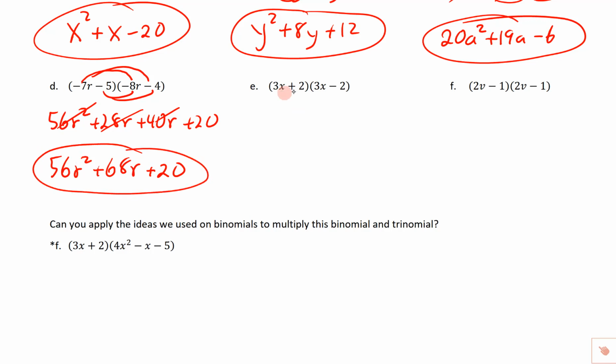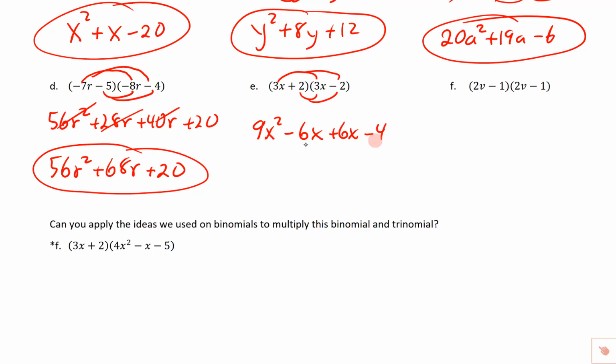We've got 3x plus 2 as the first binomial times 3x minus 2. So again, the 3x is going to get multiplied by both of those, and then the plus 2 gets multiplied with both of those. 3x times 3x, 9 for the coefficient, x squared for the variable portion. And then we've got 3x times negative 2, that's negative 6x. 2 times 3x, that's positive 6x. And then 2 times negative 2, that's going to be a negative 4.